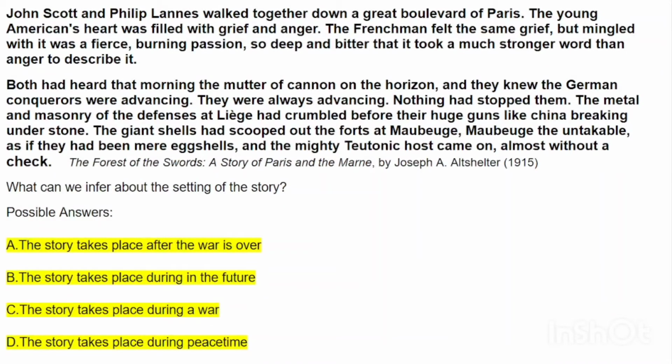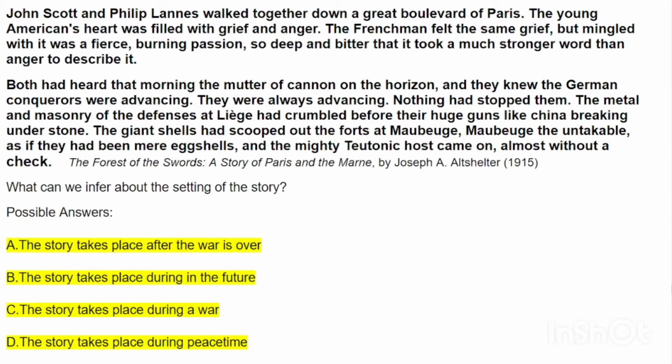So the question said, what can we infer about the setting of the story? So we're inferring or guessing based on our experience and what the passage has given us about the setting of the story, right? Keep in mind, they are walking down the Great Boulevard. They are filled with grief and anger, and they heard the same morning the mutter of the cannon, right? And they knew the Germans were advancing as they are always advancing, right?